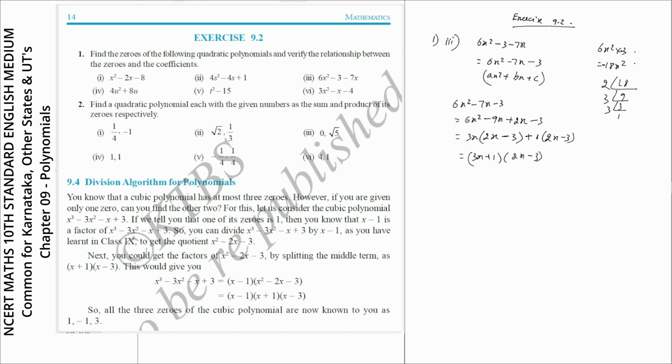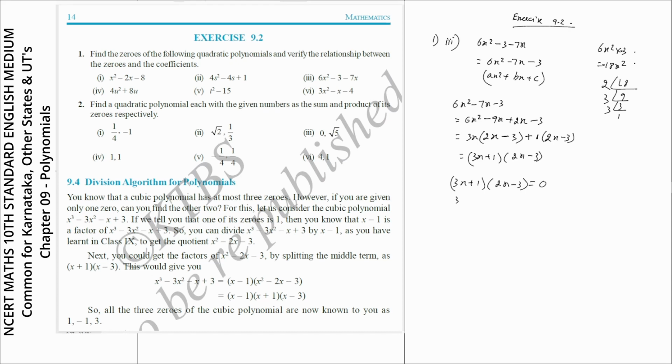Now I'll equate this to 0. 3x plus 1 into 2x minus 3 is equal to 0. Why should I equate to 0? To find the zeros or to find the roots I should equate to 0.